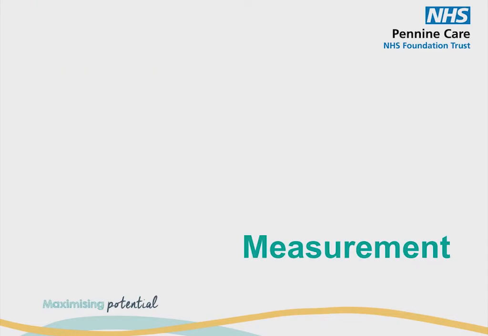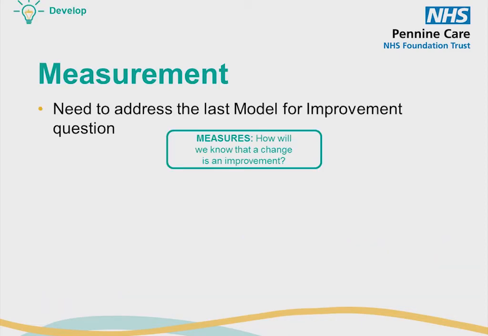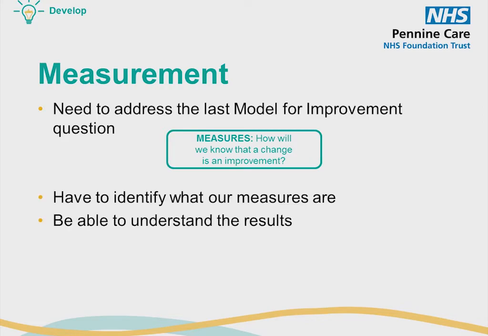Looking at the last part of our plan on a page, let's talk about measurement. This addresses the last question in the model for improvement. How do we know that the changes we will make are leading to an improvement? Measurement is a very important part of improvement because this will help you to understand if your changes are the right changes and are not adding work which leads to no improvement or even makes the current situation worse. As part of measurement, we need to identify what our measures are and also be able to understand the results.